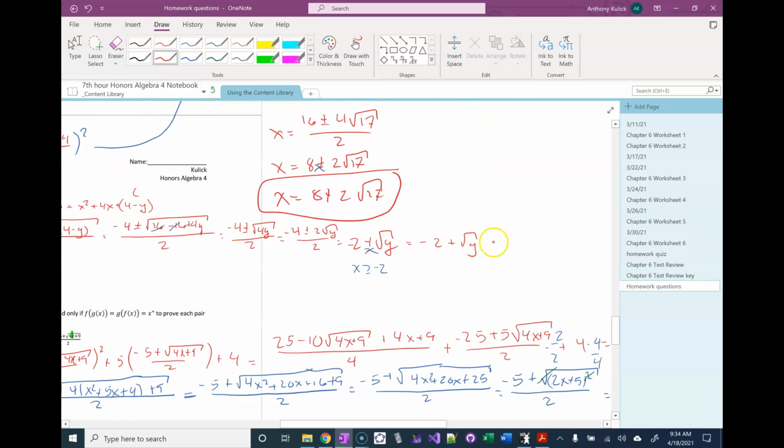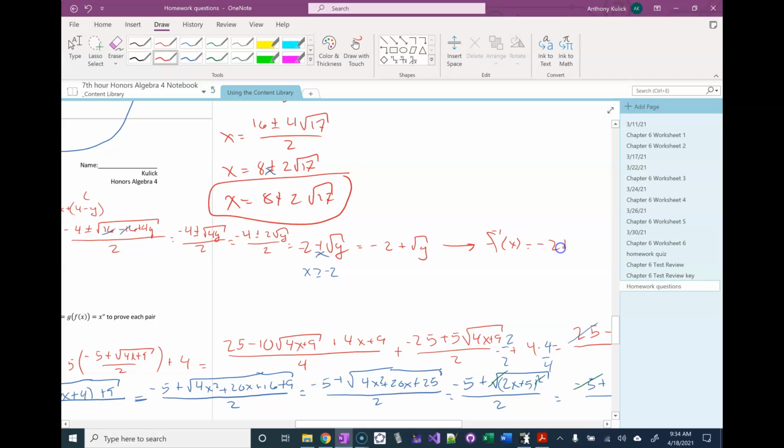And my last step then is to swap my x and y's. So my inverse is going to be negative 2 plus square root x. And that's that.